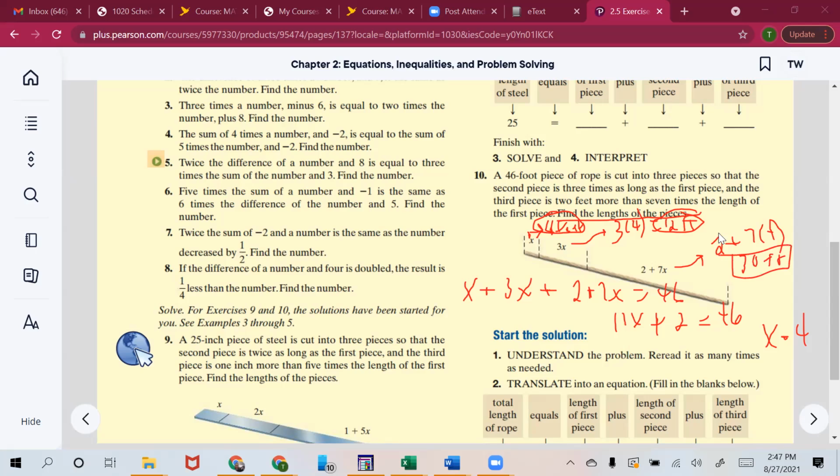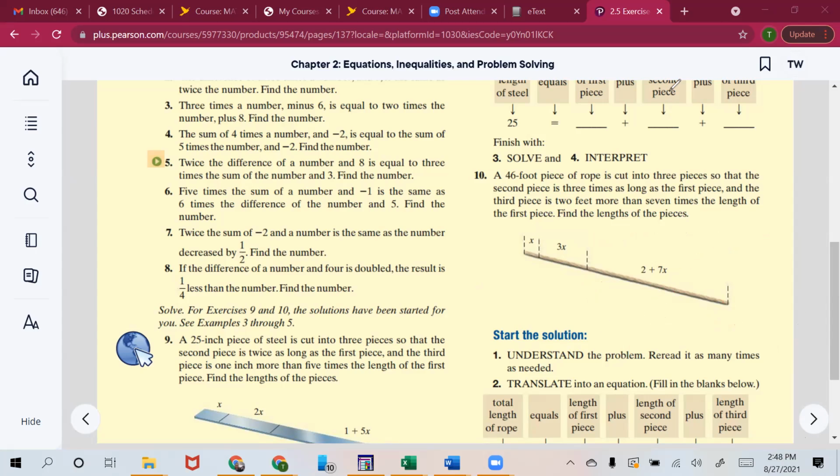So there's the lengths of each one of my pieces. We've got 4 feet. We've got 12 feet. We've got 30 feet. We can check this right quick. 30 plus 12 is going to give me 42 feet. And then if I add that last 4 there, that's going to give me a total of 46 feet. So I feel really good about what we just did here. So that's number 10. Let me clear this out. Let's go on and look at what I want to do next.